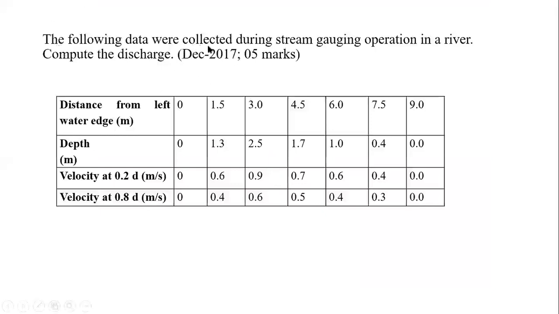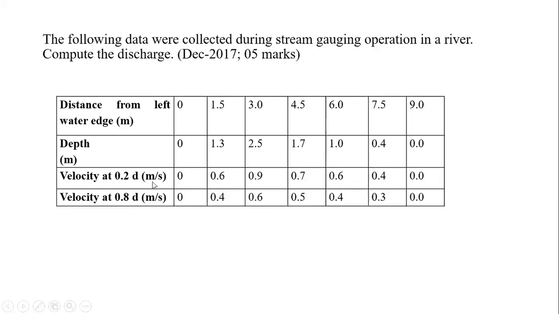The following data were collected during a stream gauging operation in a river. Compute the discharge. The distance from the left water edge is 0, 1.5, 3, 4.5, 6, 7.5 and 9. Then the depth of the current meter is 0, 1.3, 2.5, 1.7, 1.4 and 0. Then the velocity at a point 2D is 0, 0.6, 0.9, 0.7, 0.6, 0.4 and 0. Then the velocity at a point 8D is 0, 0.4, 0.6, 0.5, 0.4, 0.3 and 0.